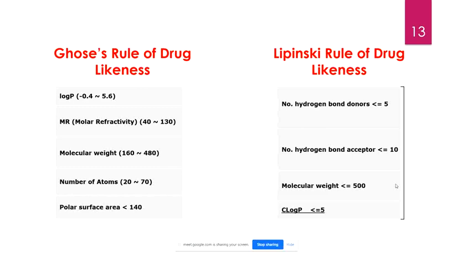Because if the value is more than 500 dalton, then it is going to act as an immunogen in your body. And rather than curing your illness, it will be a cause of your illness. Okay. And the next thing is that the C log P value must be less than or equal to 5.